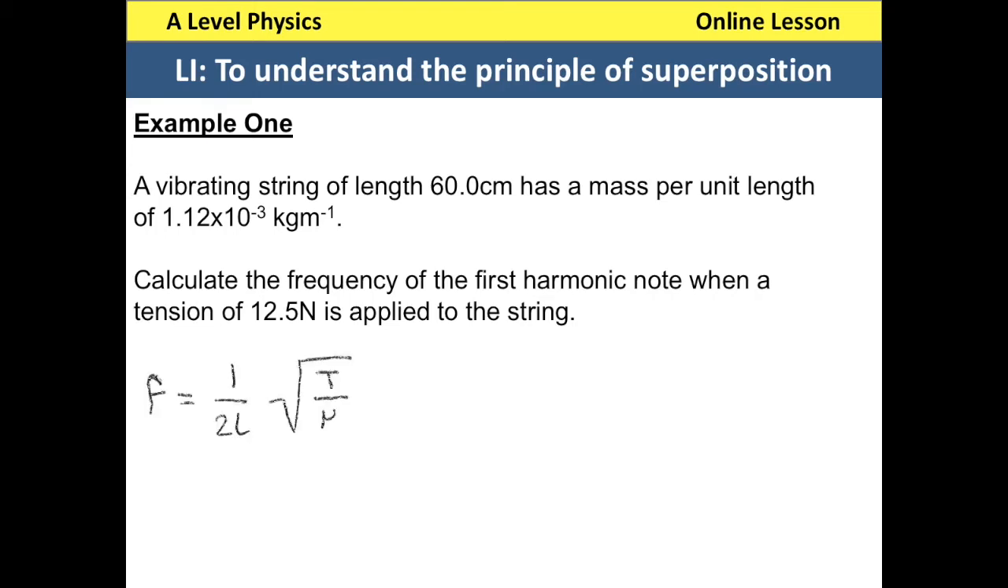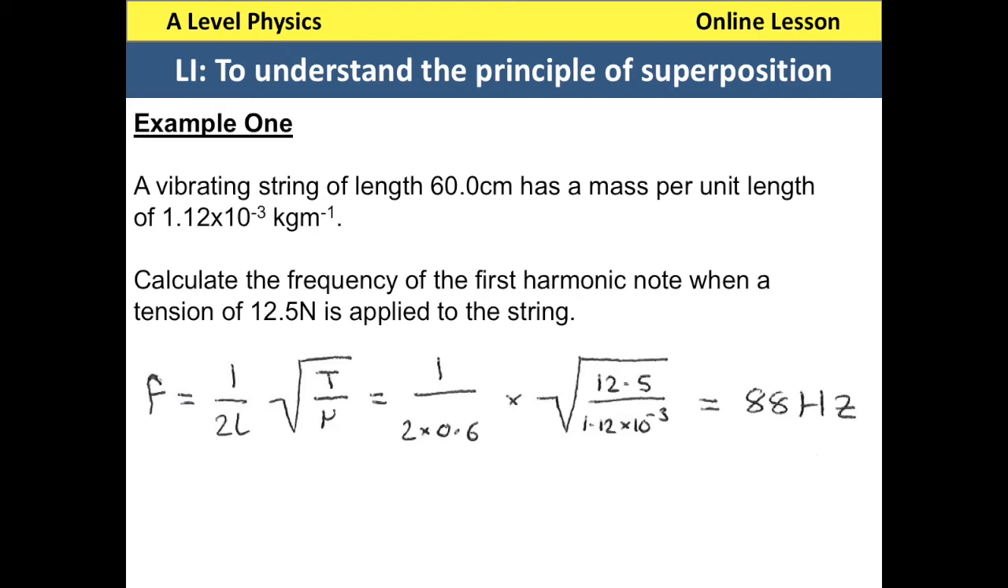So the equation that we need to use for this is the equation for the fundamental frequency, or in other words the frequency of the first harmonic, which is shown there. That will be the starting point to answer this question, writing down the equation. Now we need to substitute in the values for this. The length of the string should be given in metres, so we will convert 60.0 centimetres into 0.6 metres. The tension in the string is 12.5, and of course the mass per unit length, which is mu, is 1.12 times 10 to the minus 3. So we can substitute all of those values in, as shown there, and then when we put this into the calculator, we should get an answer of 88 Hz as being the frequency of the first harmonic.